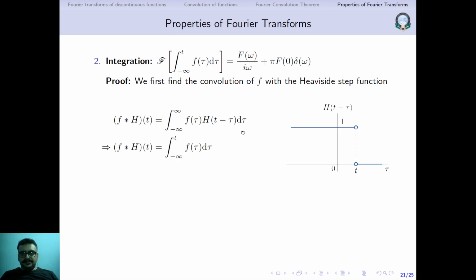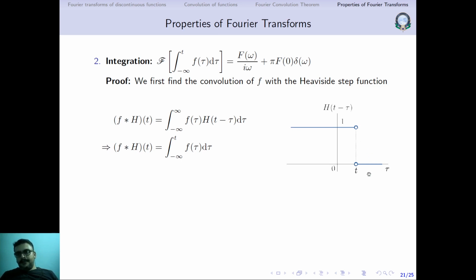The reason for that is this h of t minus tau. h of t minus tau will look something like this. I refer you to my lectures on the Heaviside step function. Here the variable is not t, the variable is tau. So t is like a. Whatever a is performing, t is also doing the same thing.